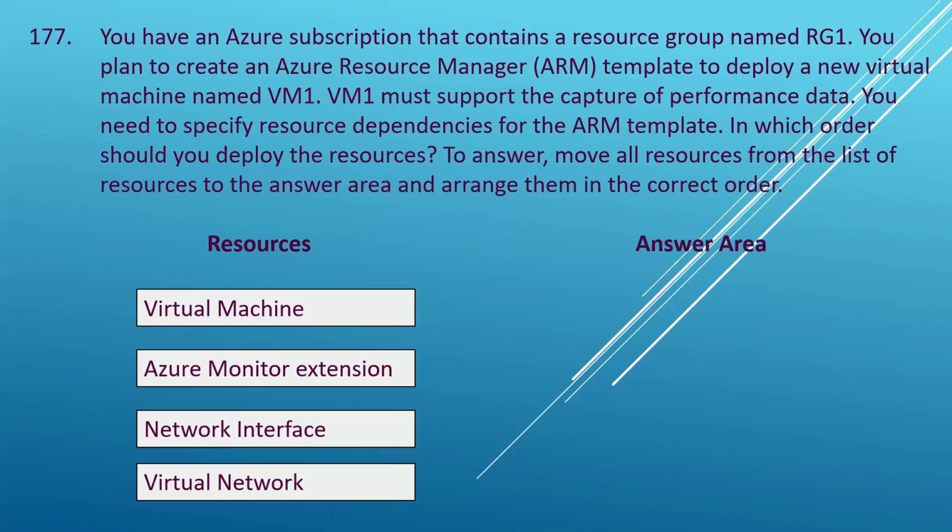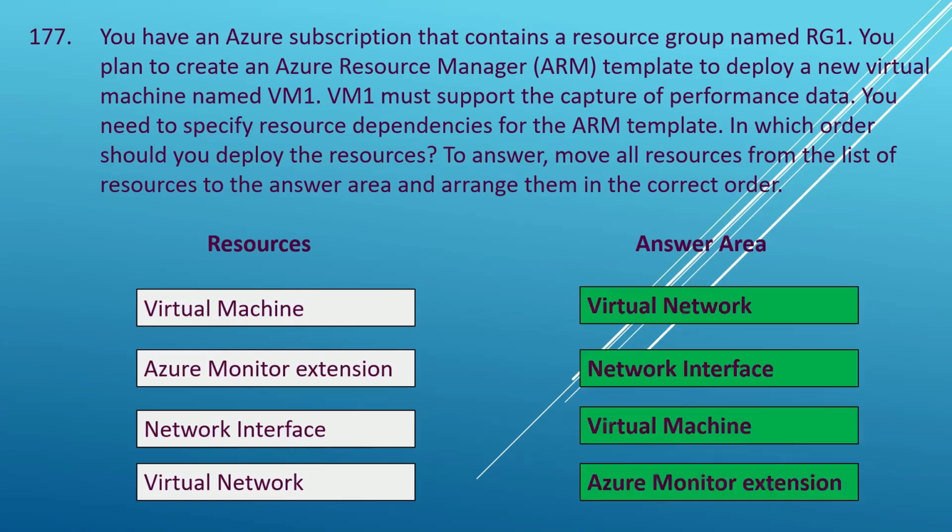So basically you just need to tell in which order you need to specify resource dependencies. And the resources are virtual machine, Azure Monitor extension, network interface, and virtual network. So folks, you not only need to create the VM here, but your VM also needs to support the capture of performance data. That is the reason in the resources you have the Azure Monitor extension as well. So take that into consideration.